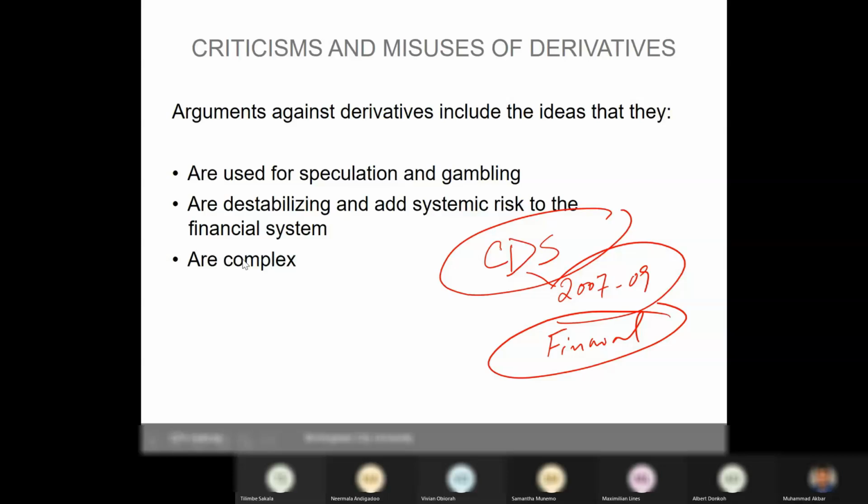As we move forward, we will see that their complexity is not their own creation. It is because of the way risk originates in the financial system or in the economy, and the way they actually eliminate or reduce that risk. We will see later on how we do that.